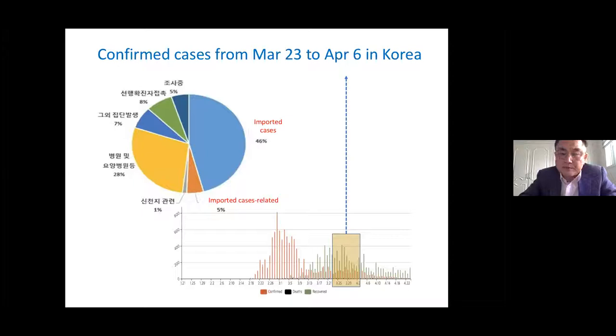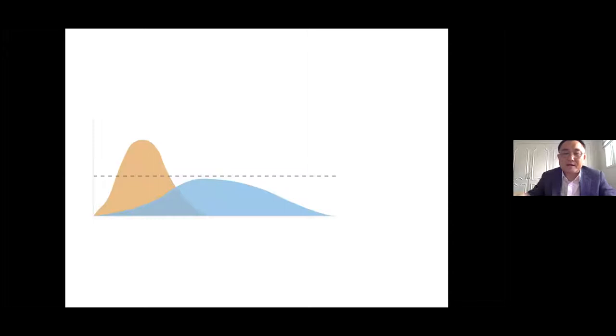So we haven't yet locked down the entry from overseas. So we can guess we will get more imported cases. So this is the final slide. We don't know when the second wave will start, right? So the epidemiologic experts say we must prepare for several cycles of suppress and lift policy.